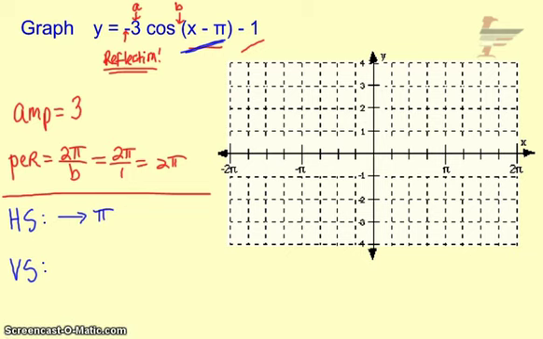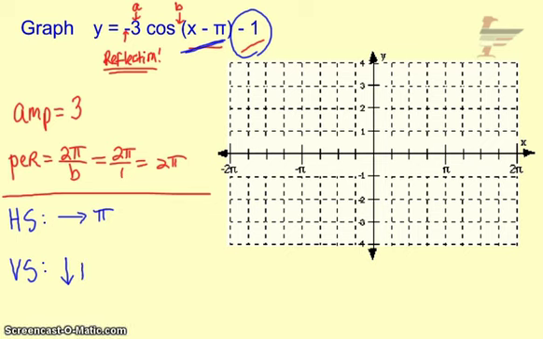So we're going to go to the right pi, and then your vertical shift, you're looking for any numbers at the beginning or at the end that are separated with addition or subtraction. This -1 off on the end is our vertical shift. Your vertical shift is straightforward. You are going to go down because it's -1.